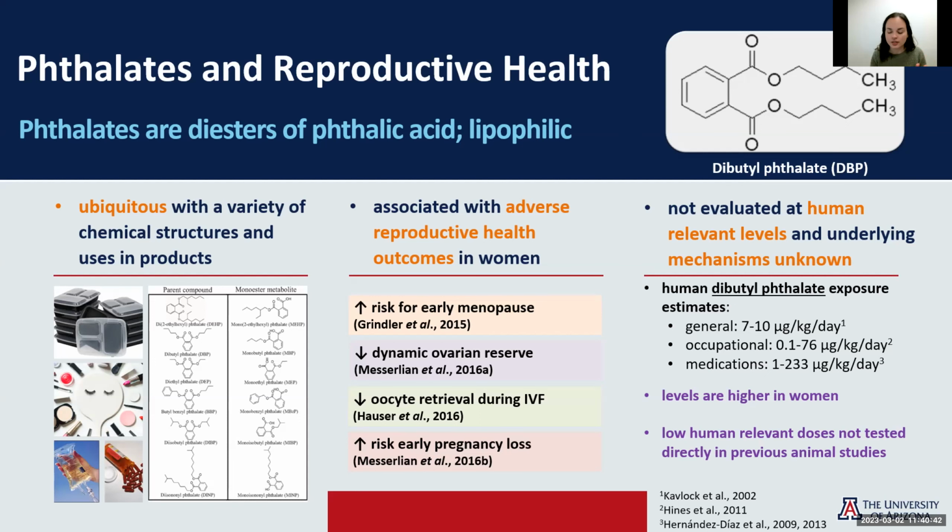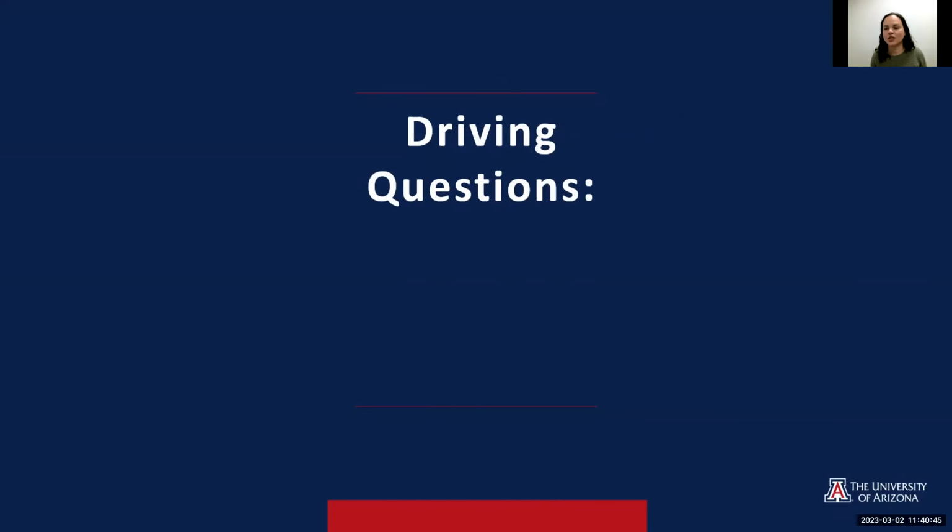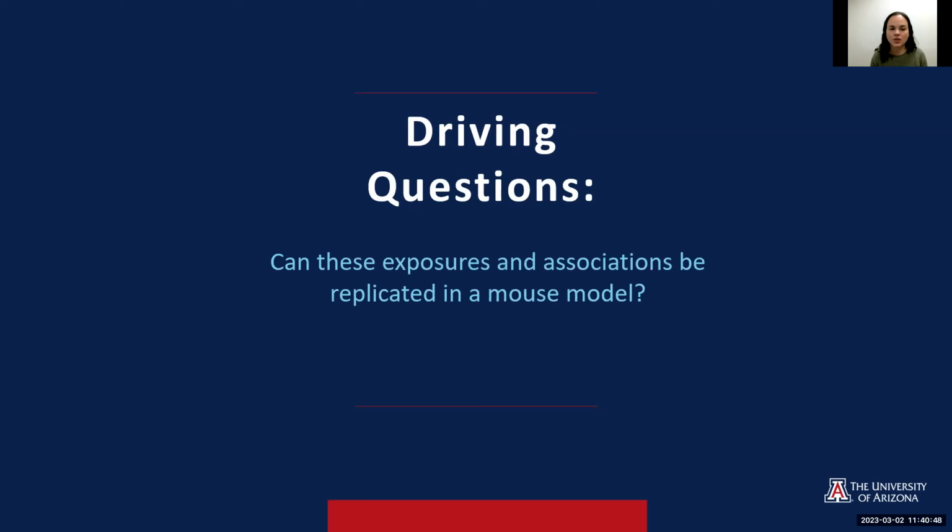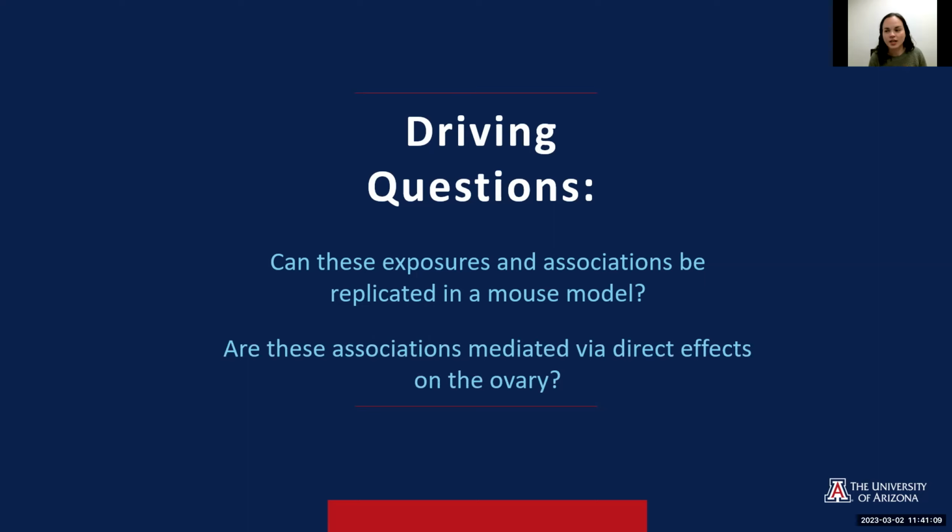Okay, so using all this information, I pretty much launched my lab 10 years ago with two main driving questions. The first one was, can these exposures and the health associations that come with them be replicated in a mouse model? We can't do experiments with humans, but we can find out things with animals in the lab. So I wanted to know, can I replicate this in a mouse model so I can study it? And the second question was, are these associations mediated via direct effects on the ovary? I'm a toxicologist. The ovary is my organ. That's the organ that I'm really excited to study. So I wanted to know, are the effects they're seeing in people mediated via the ovary?